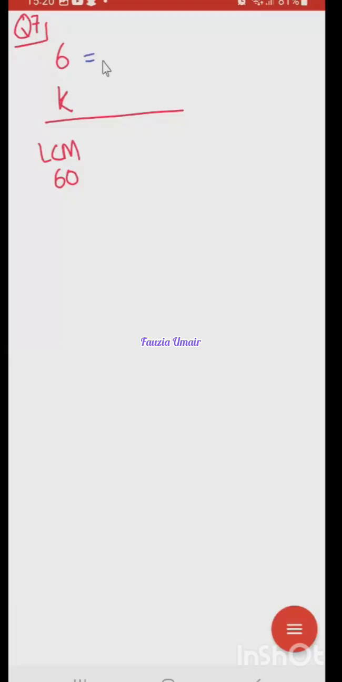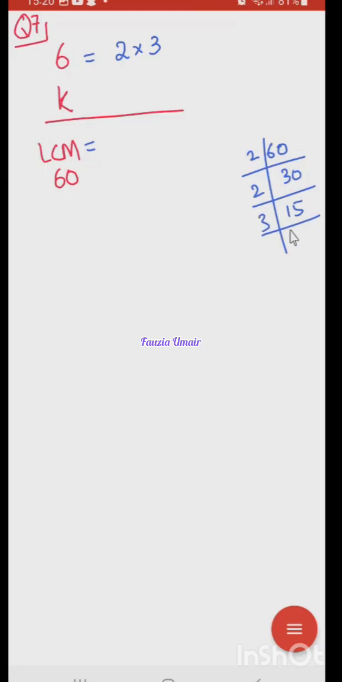So 6 की prime factorization करें तो this is 2 cross 3. ठीक है, और 60 की prime factorization अगर करें तो क्या आता है? We can just do it. It is 2 into 30. ठीक है, 2 into 15 and 3 into 5, right? So the LCM is 2 into 2 into 3 into 5.